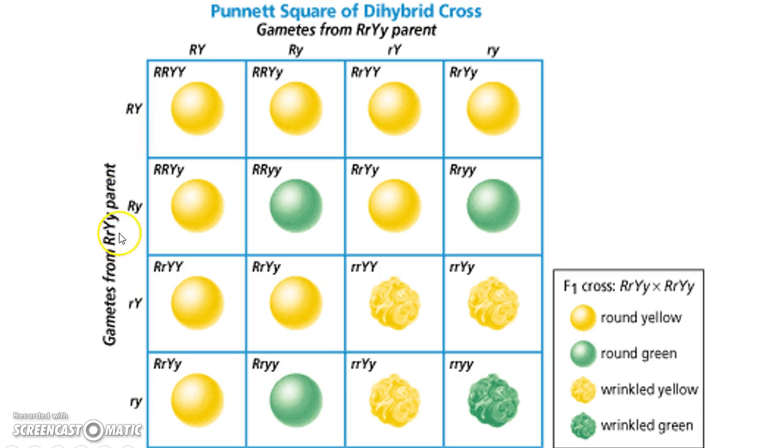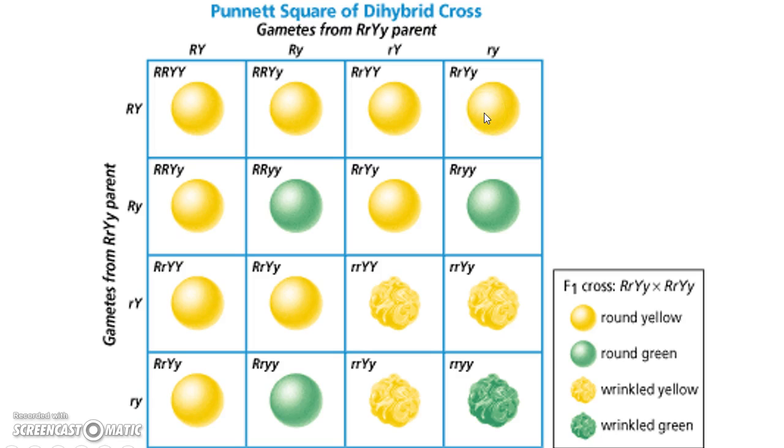I have capital R, capital Y, right here. Capital R, little y, right here. Now it's little r's turn. Little r, big Y, little r, little y. All right, so this little seed right here is all dominant. So all dominant traits, that's yellow and that's round. Yellow and round, yellow and round, yellow and round.